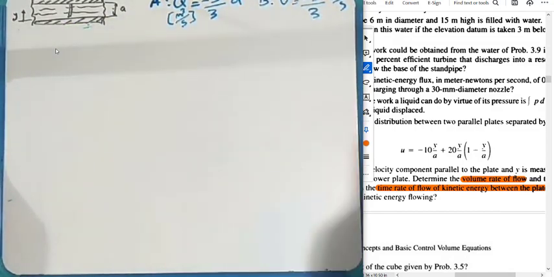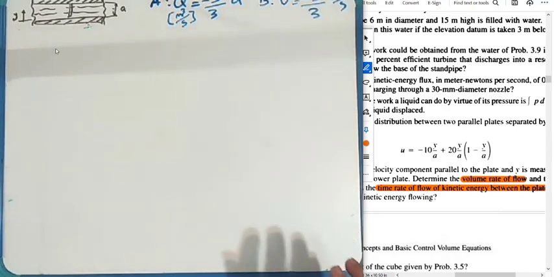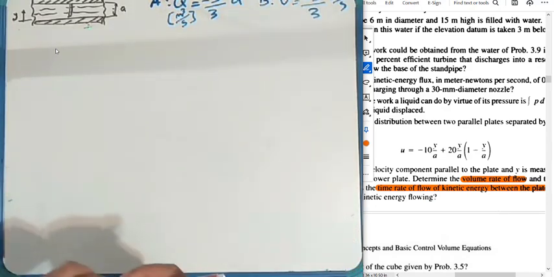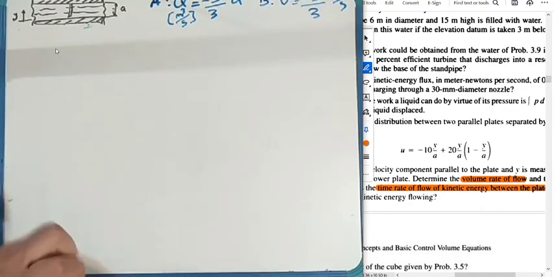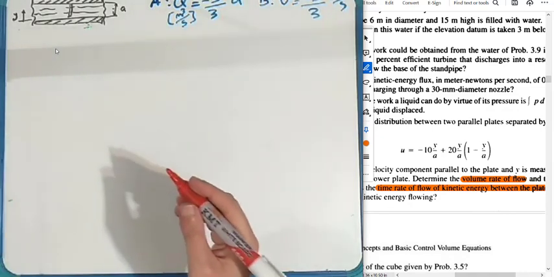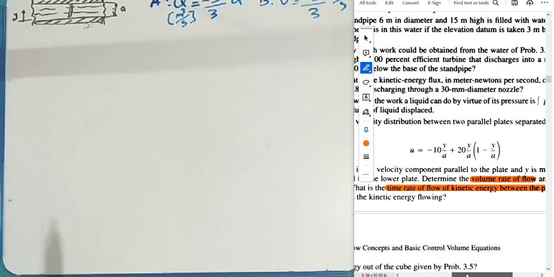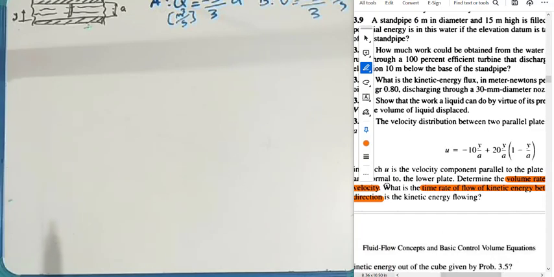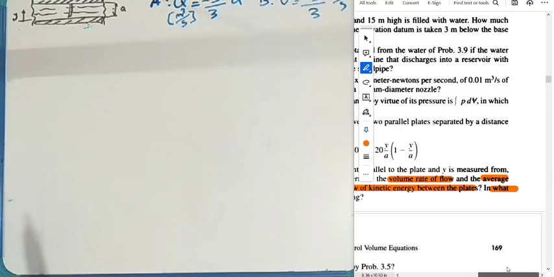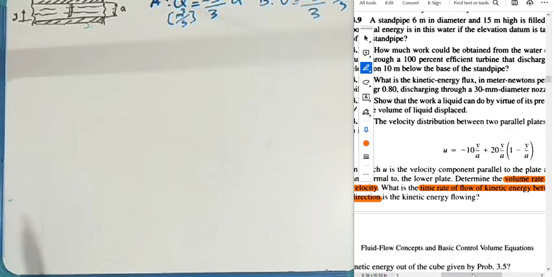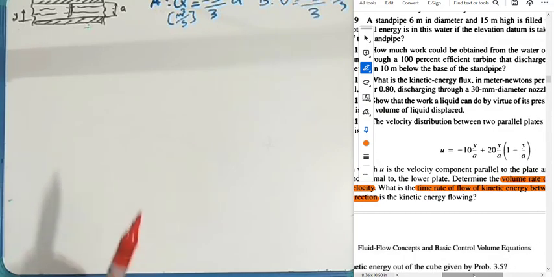Okay, I don't need these anymore. Let me change the color to red. What I need to find is the time rate of flow of kinetic energy between the plates. What is the time rate of flow of kinetic energy between the plates? And then the direction of that for the next one.